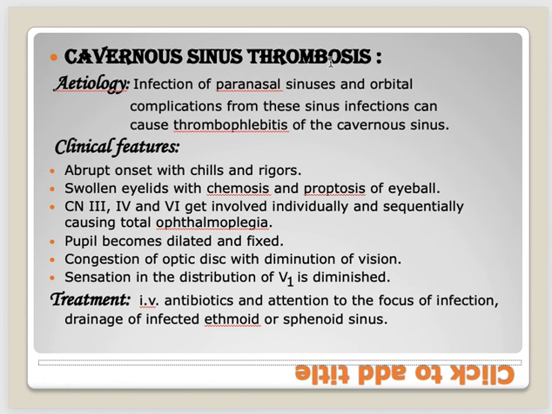So what happens is the pupils become dilated. Why? Because the third nerve also carries the parasympathetic nerve fibers to the pupil. So when they are gone, the pupils become dilated, the parasympathetic effect is gone. And so there is a problem with the vision, and sensation in the trigeminal, especially the V1 branch, the ophthalmic branch, is also gone. So the patients cannot have sensation on the forehead. We diagnose it by doing a CT scan, and treatment is an emergency: IV antibiotics, of course, with attention to the focus of infection and drainage of infection. They do blood culture, just to control this thing.